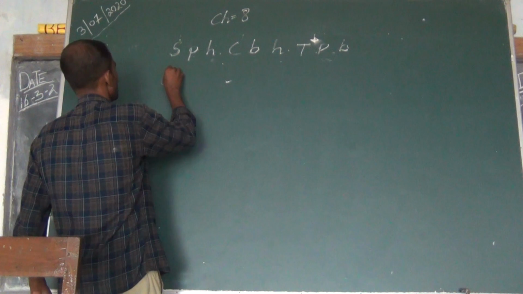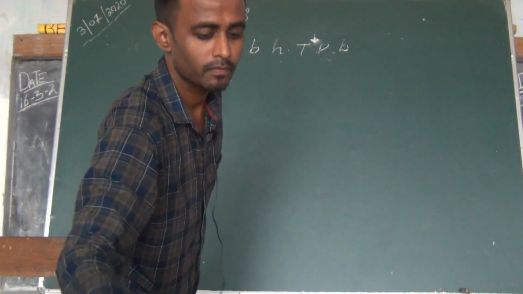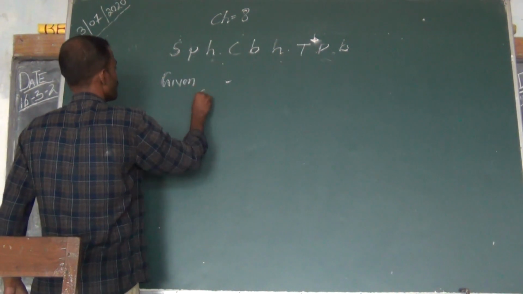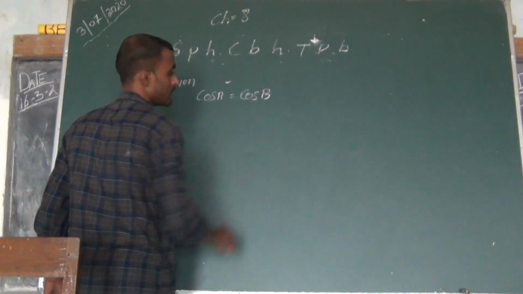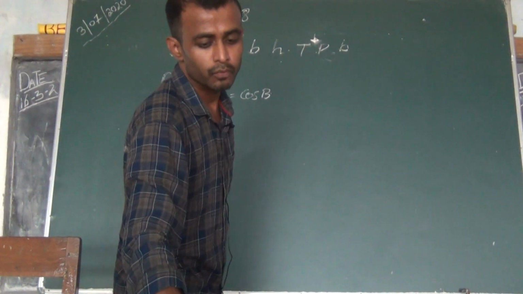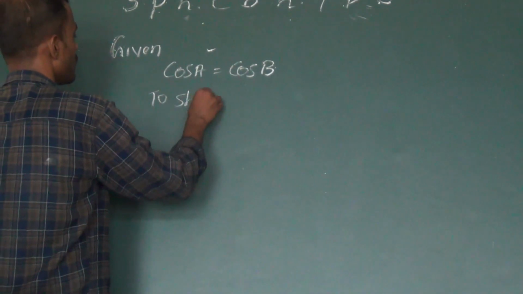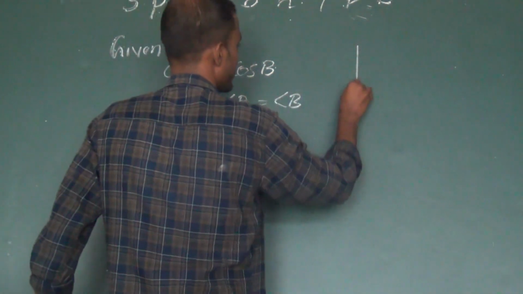Given cos A is equal to cos B. The question is telling you to show that angle A is equal to angle B. Let's draw a right-angled triangle.